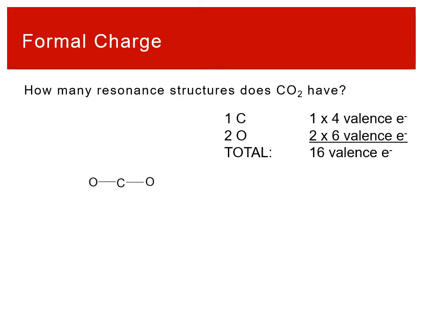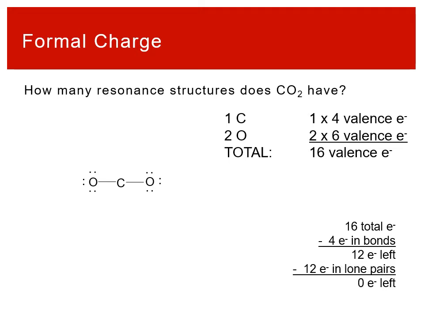We start with calculating our total valence, make our skeleton, do some accounting, make our lone pairs. When we make those lone pairs, we've now used all of our electrons, and carbon doesn't have an octet. So we know we're going to have to make double bonds, that's a good sign. We formed this before. So we made our CO2 Lewis structure. This is what we're used to seeing.